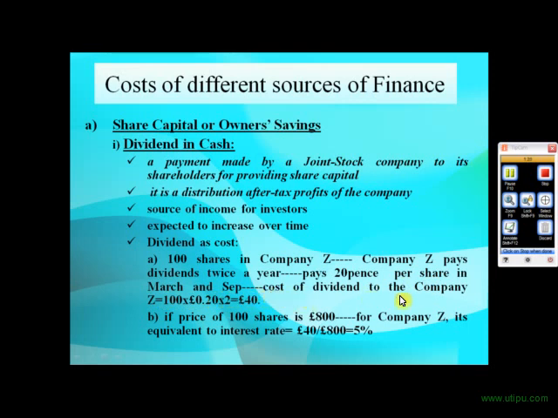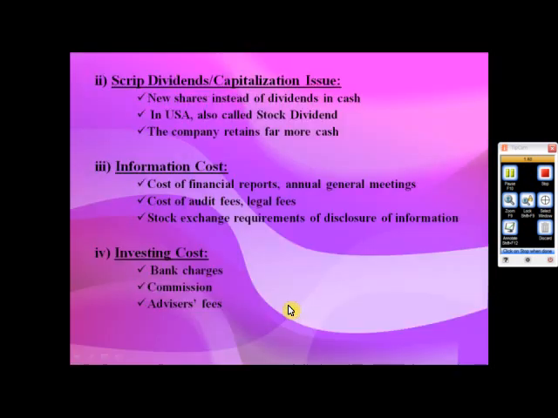Cost of dividend to company Z: 100 multiplied by 0.20 multiplied by 2 equals 40 pounds. The price of 100 shares is 800 pounds. For company Z, this is equivalent to an interest rate of 40 divided by 800, which equals 5%.